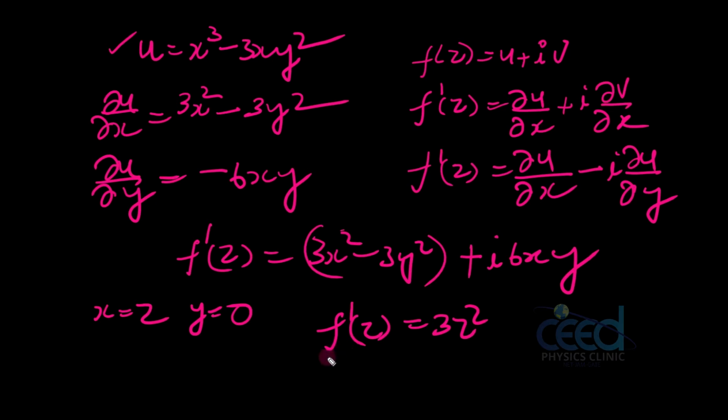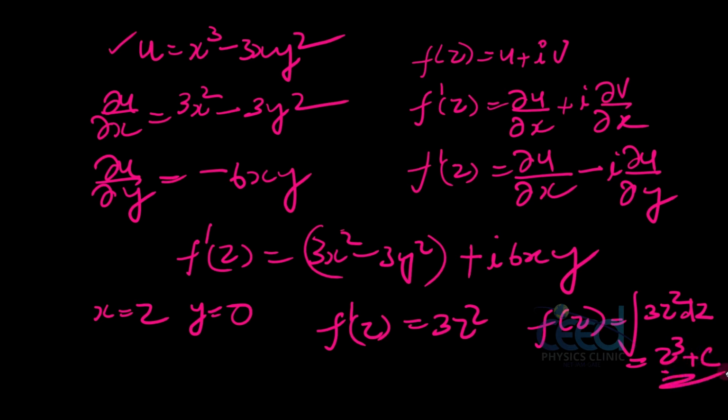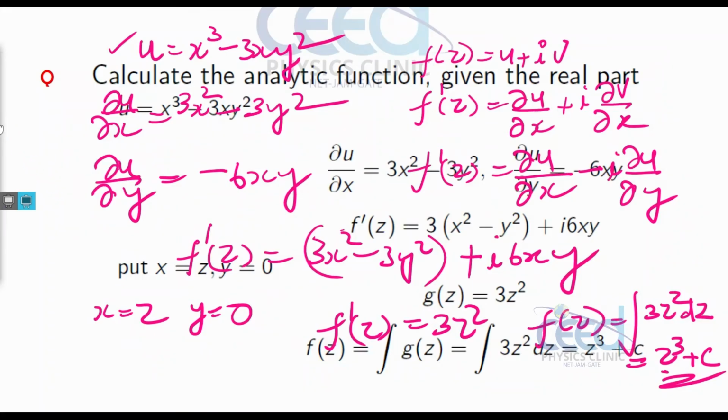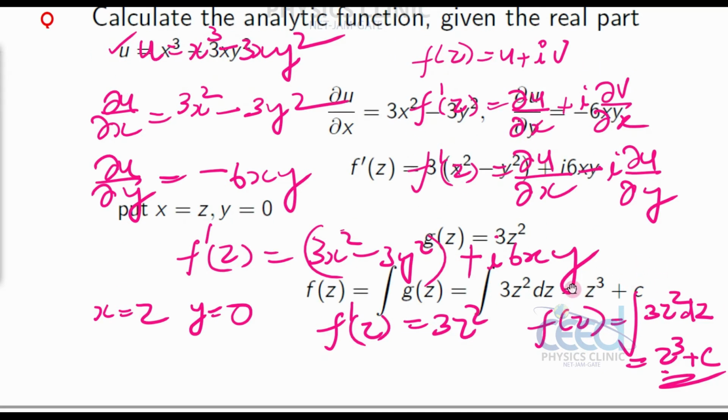Now our aim is to find the complex function f of z. You can integrate either side. Integrating, f of z is equal to the integral of 3z square dz, that is z cube plus c. So the complex function f of z is z cube plus c. Let me go to the main board and check the answer. Yes, the answer is z cube plus c.